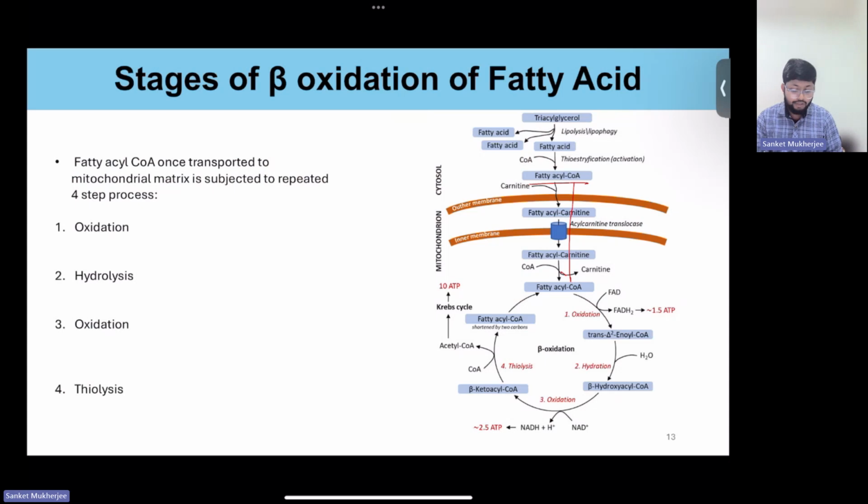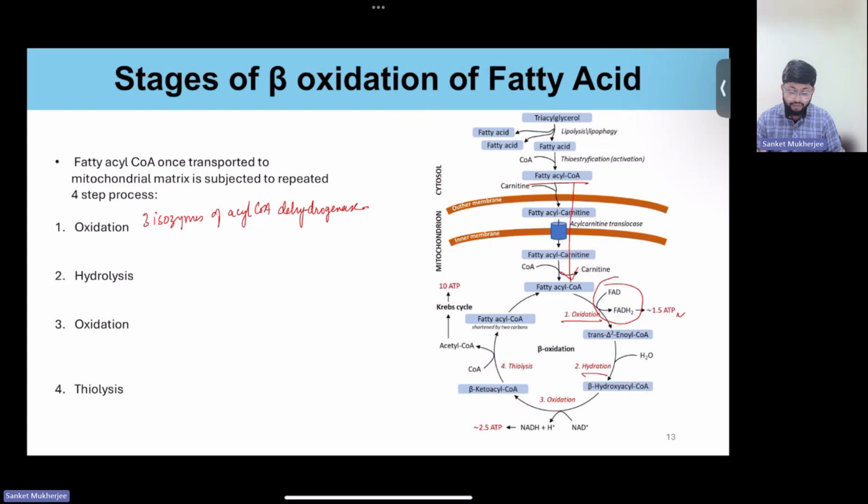So there are four processes. One is oxidation. It's a cyclic process. As you can see, oxidation is the first process. It is catalyzed by three isozymes of acyl coenzyme A dehydrogenase. Electrons extracted from the fatty acyl coenzyme A are transferred to FAD. As you can see, these are the electrons transferred, and they give roughly 1.5 ATPs. Okay, and it goes into the respiratory chain, the electron transport chain.